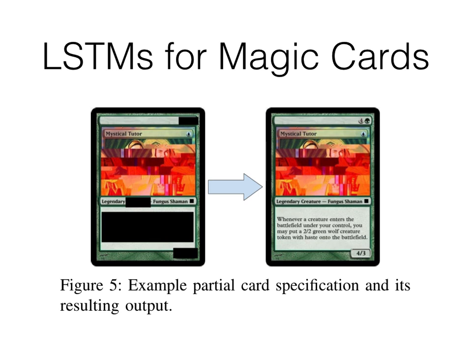Whenever a creature enters the battlefield under your control, you may put a 2/2 green wolf creature token with haste onto the battlefield. Now, maybe your first reaction is, wow, that's perfectly legible English. It's a correct sentence, and it even sounds very much like a parsable text on a magic card. So the procedural generation works, in other words.